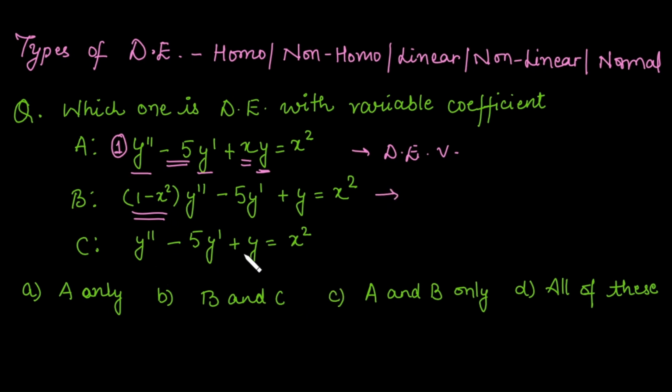Now what about in this case? The second order derivative coefficient is constant, the first order derivative coefficient is constant, and the dependent variable coefficient is constant. We just need to observe the coefficient of the dependent variable along with its derivatives. There's no need to observe the non-homogeneous function. This is a non-homogeneous function. So in this case, all the coefficients of y and its derivatives are constant. So this is not a differential equation with a variable coefficient. In short, this is a differential equation with a constant coefficient. So according to this, A and B are differential equations with a variable coefficient. So the answer in this case is C.